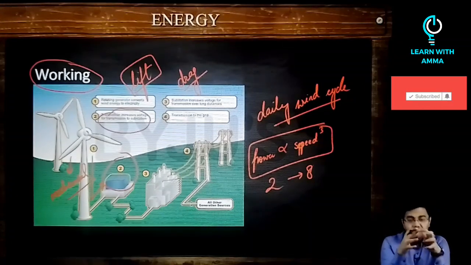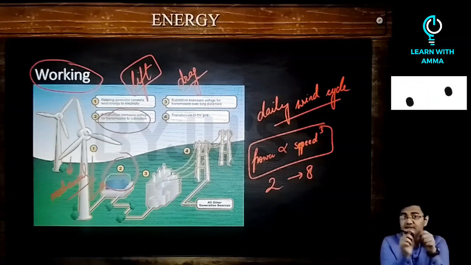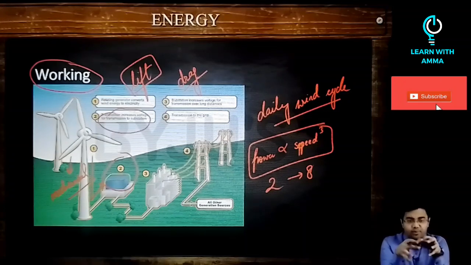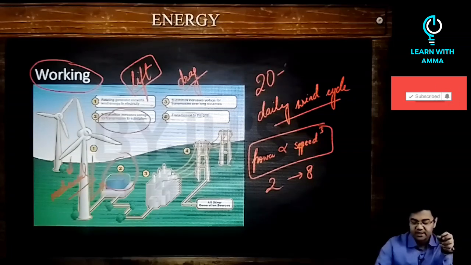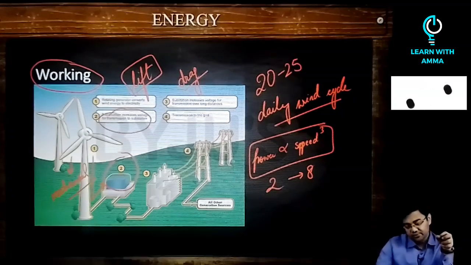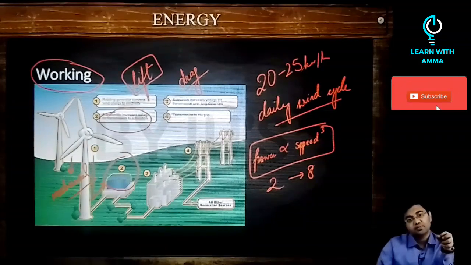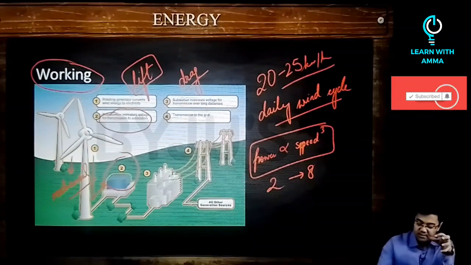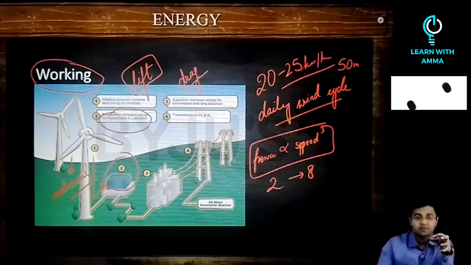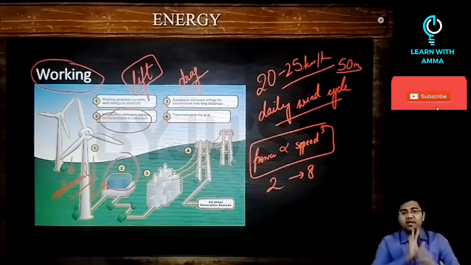So what we do is that for the best utilization of wind turbines, they should be placed somewhere where the wind speed is at least 20 to 25 kilometers per hour, and at a height of, let's say, somewhere around 50 meters. This is something which is ideal for us.